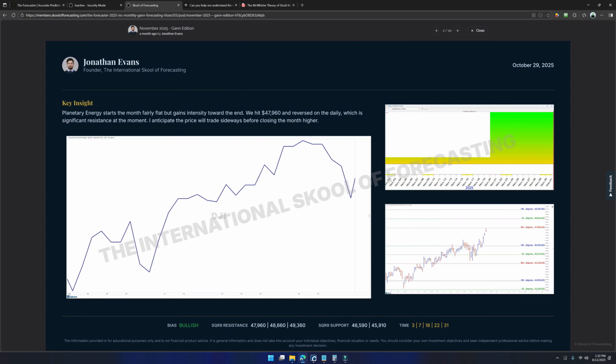Let's go back here. Let's take a look. I anticipate price will trade sideways before closing the month higher. And that is because planetary energy starts the month fairly flat but gains intensity towards the end. The reason why I'm repeating all this is because this comes down to the interpretation of the model. Now, the interpretation of the model can be anything for anyone, and that is why Gann analysis, and that is why astroeconomics essentially is hard for different people to understand.